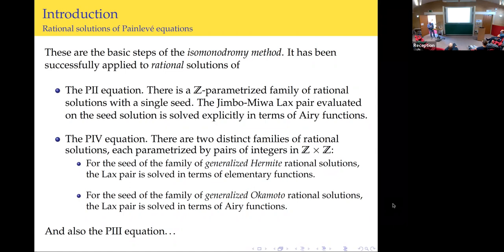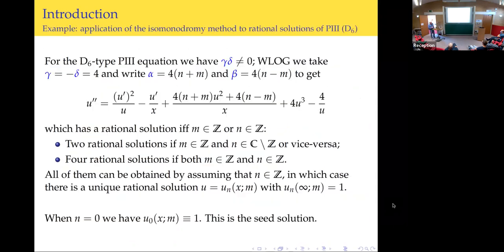And now I would like to interpolate and tell you something about the rational solutions for the third Painlevé equation. Okay. So the first thing we have to worry about is that the third Painlevé equation has 4 parameters in it: alpha, beta, gamma, delta, and those 4 parameters can take bad values. Okay, so there's a generic version of the Painlevé III equation, which people call the D6 type equation.